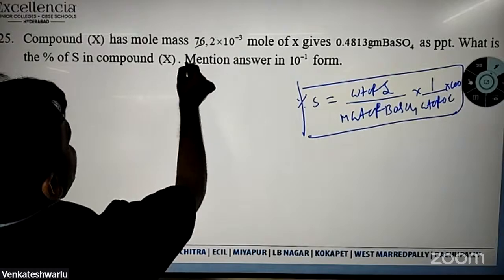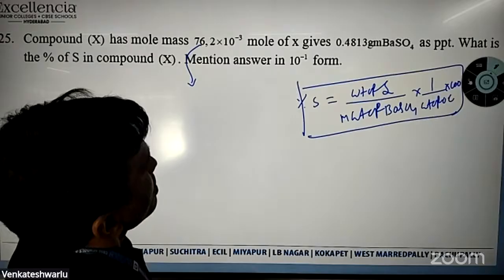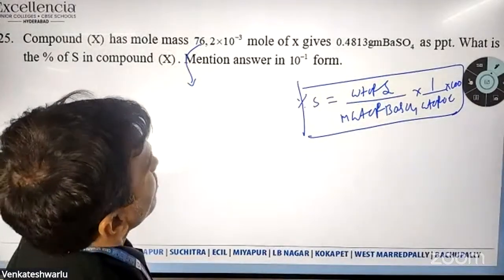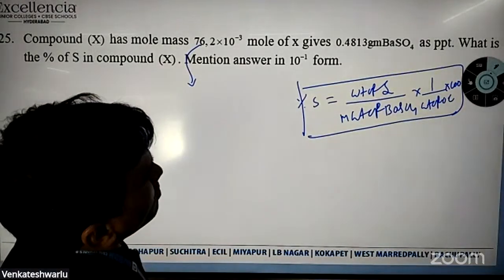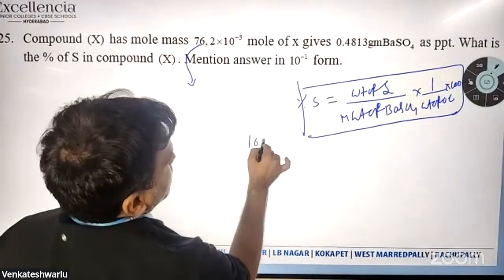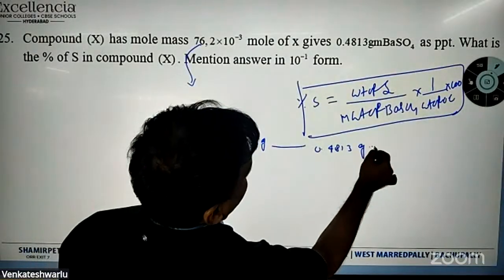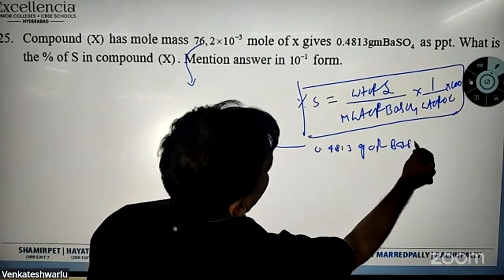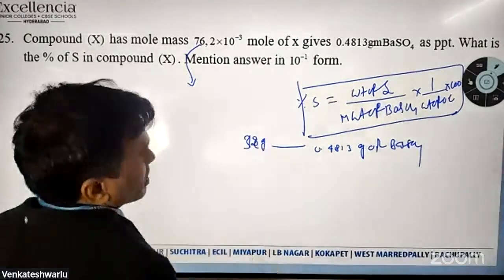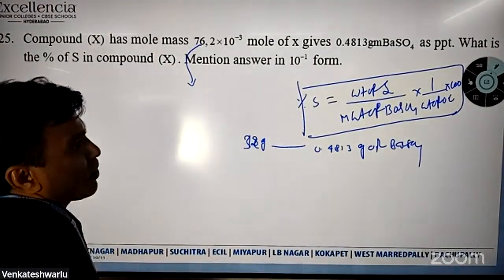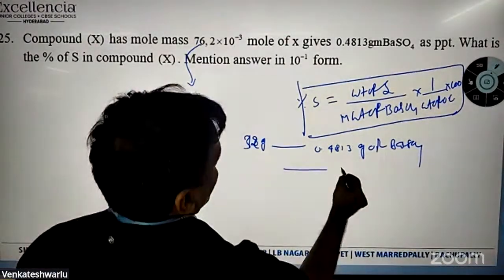But here, compound X has a molar mass of 76, and moles of compound X give BaSO4. What is the percentage of sulfur in the compound? So here 32 grams of sulfur is present in 0.4813 grams of BaSO4.